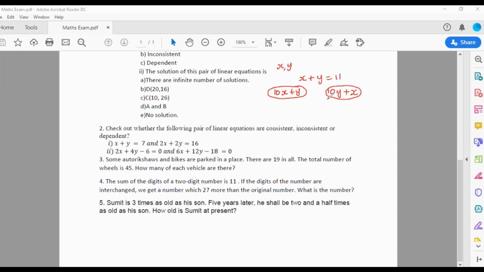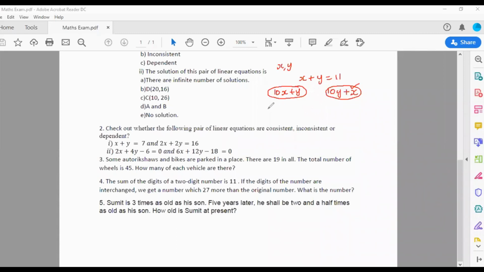Which is larger here? From the statement you read, if the digits of the number are interchanged, we get a number which is 27 more than the original number. So here, which is larger? The second one, right? If you interchange, you will get a number 27 more than the original number. That means the original number is smaller. So if you subtract the smaller from the larger, you will get 27.